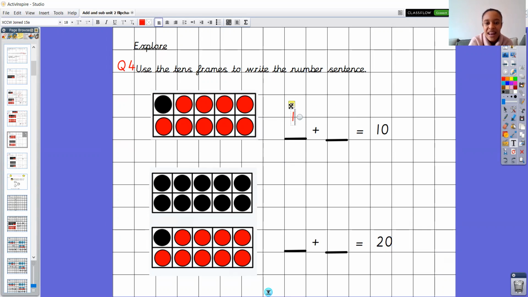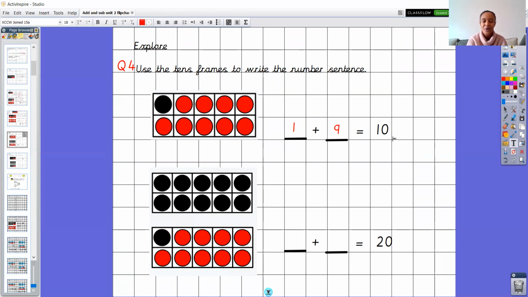And I've got how many red counters? What do I add to 1 to get 10? That's right, I add the number 9. So what's that number sentence there? 1 add 9 equals 10. We know that, don't we? We practice all the time. 1 add 9 equals 10.